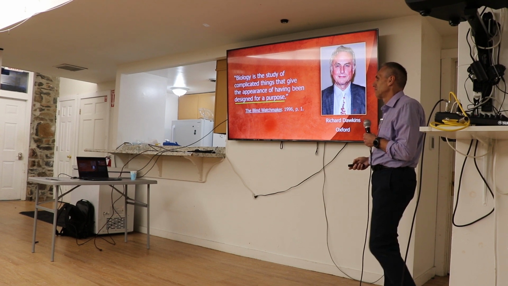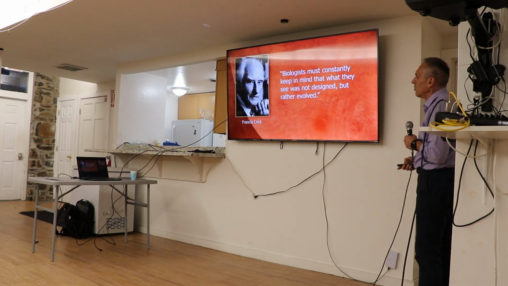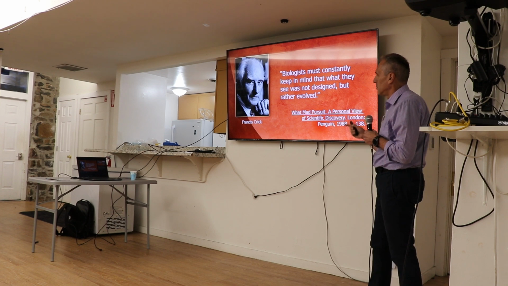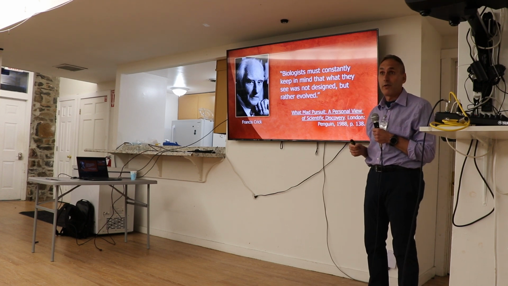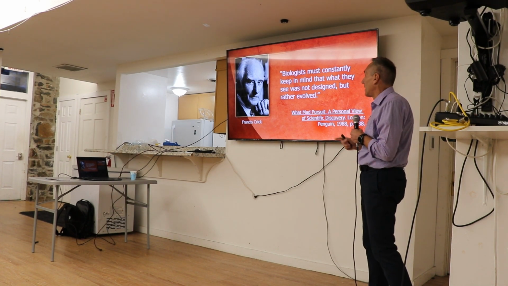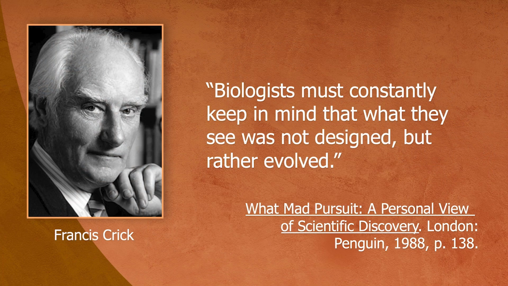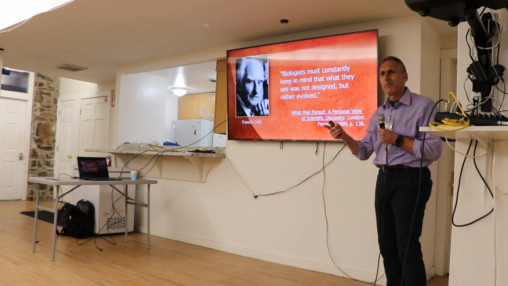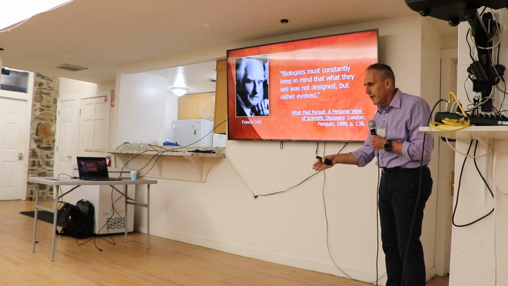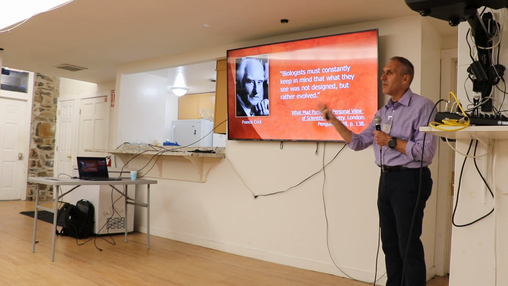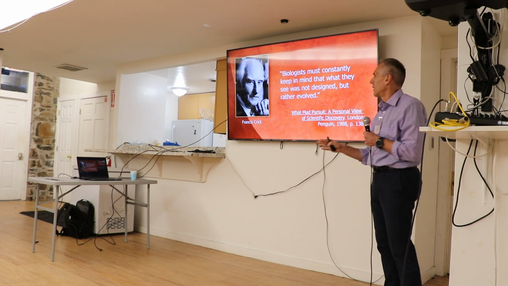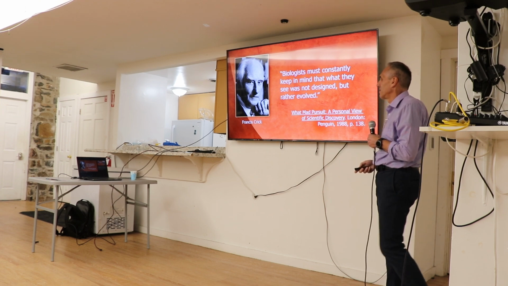Blind, pitiless universe. Francis Crick, one of the famous Nobel Prize winners who elucidated the DNA structure. You may have heard of Crick and Watson. Notice what he had to say. Biologists must constantly keep in mind that what they see was not designed, but rather evolved. Why do they have to keep that in mind? Because when you look at it, it appears that it's been designed for a purpose. But you've got to keep in mind that it evolved, that it was not designed.